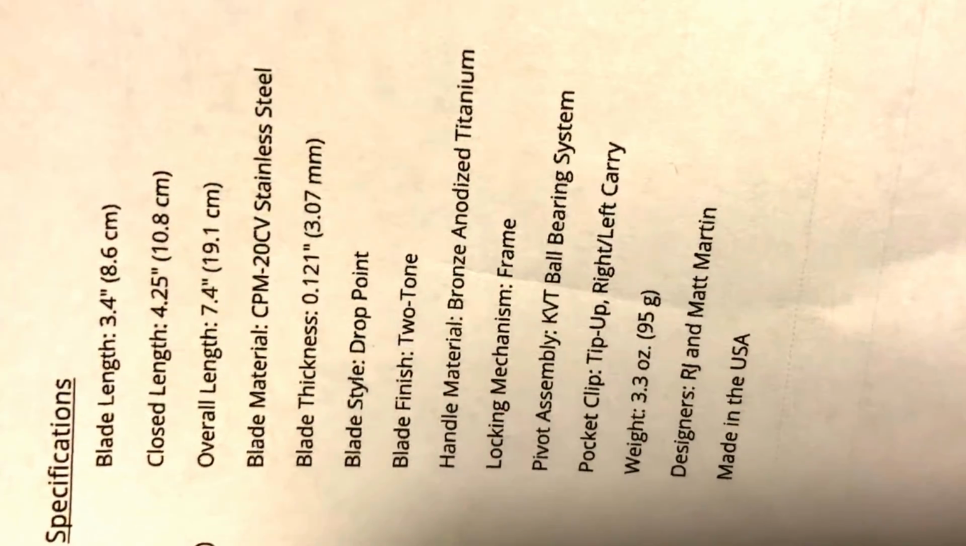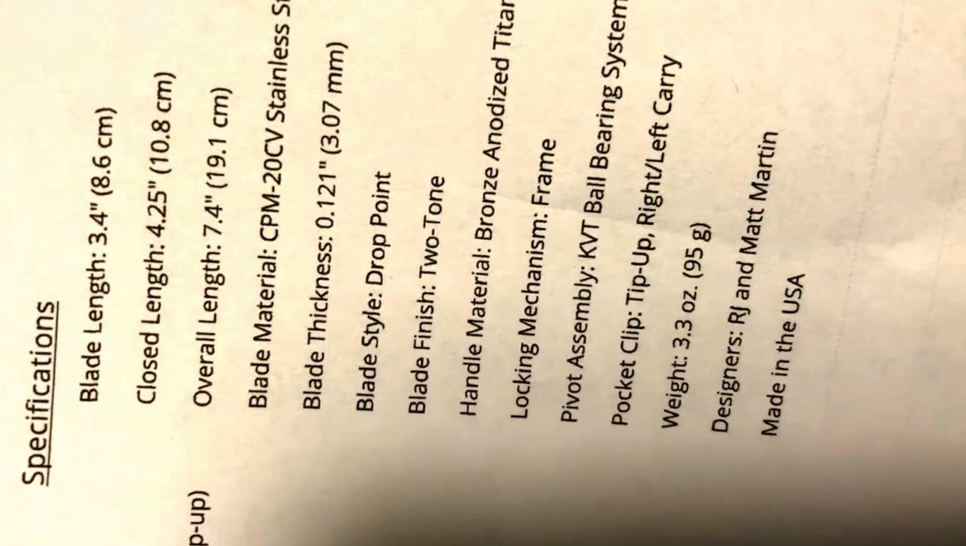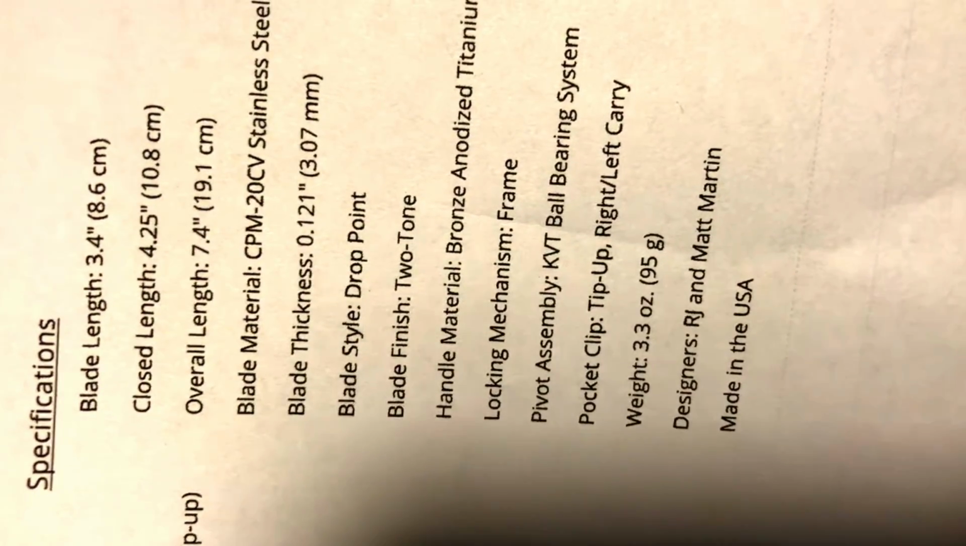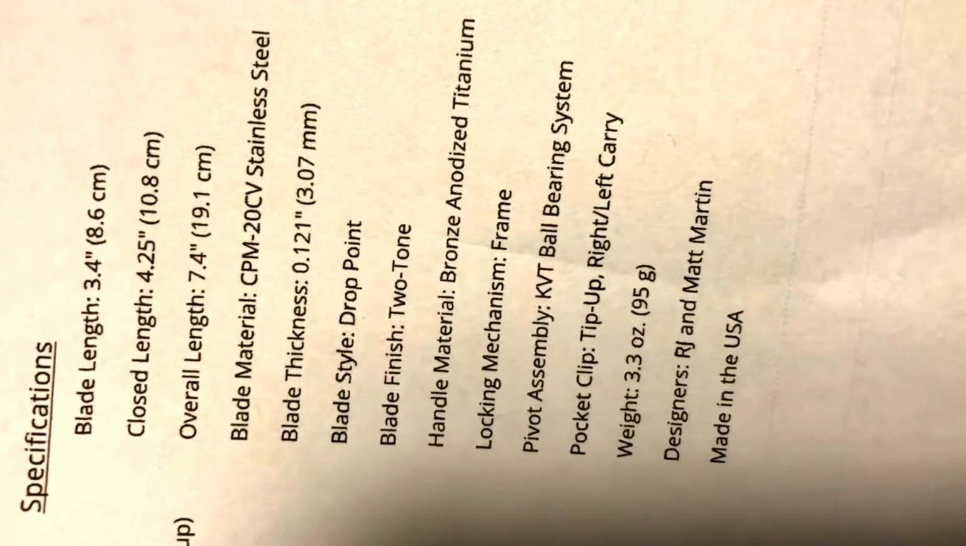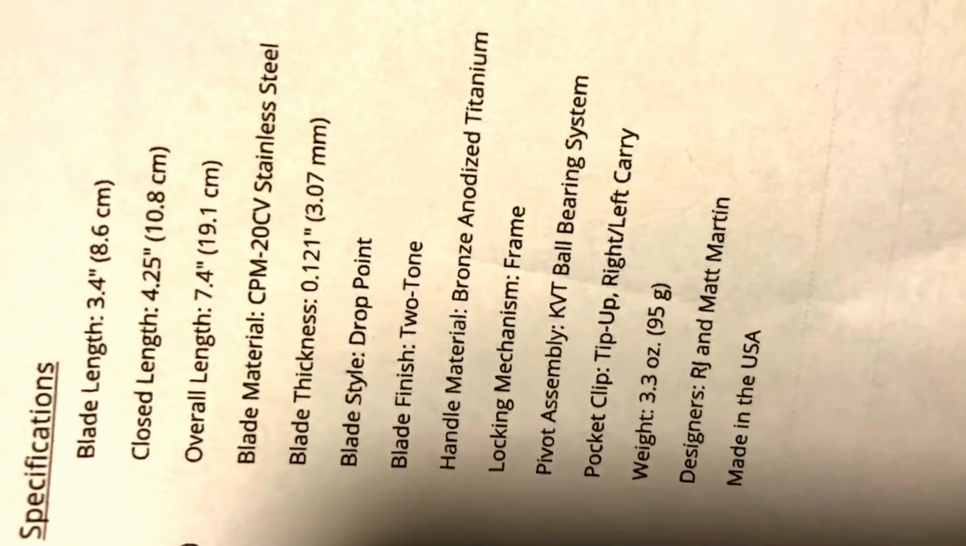So what I want to do first, I'm going to go ahead and tell you the stats on this knife, which I have gotten off the internet, off of Knife Center. So let's take a look at that information, and then we'll get back to the knife. So the specs on the knife for the ZT-0609, the blade length on this knife is 3.4 inches. The close length on this knife is 4.25. The overall length is 7.4 inches. The blade material is CPM 20CV stainless steel.